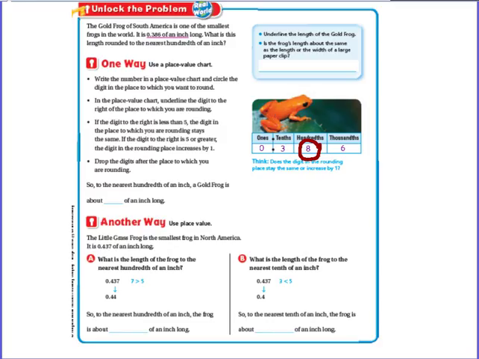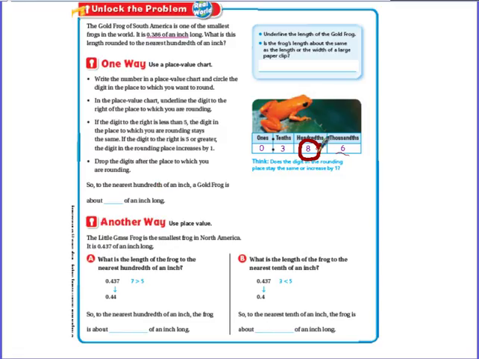And then your next step would be to, in the place value chart, underline the digit to the right of the place value in which we are rounding, which would be the 6. This follows the same pattern as if you were doing whole numbers. You'd still go to the right. If the digit to the right is less than 5, the digit in the place in which you are rounding stays the same. If the digit to the right is 5 or greater, the digit is increased by 1. Drop the digit after the place to which you are rounding.